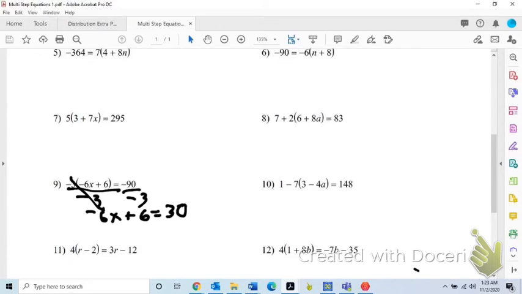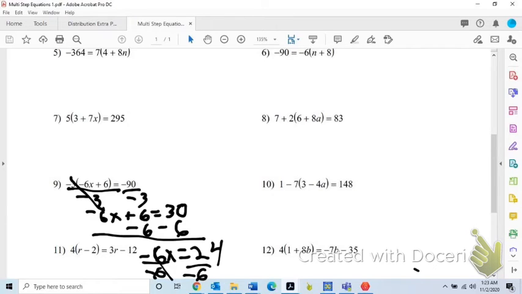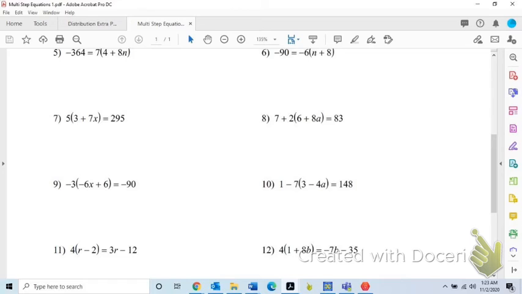So now we have our two-step problem. Negative 6x plus 6 equals 30. We're going to subtract 6 from both sides. It gives us negative 6x equals 24. We're going to divide both sides by negative 6. And we get x equals negative 4. Make sure you guys are copying down all the steps and not just the answer.